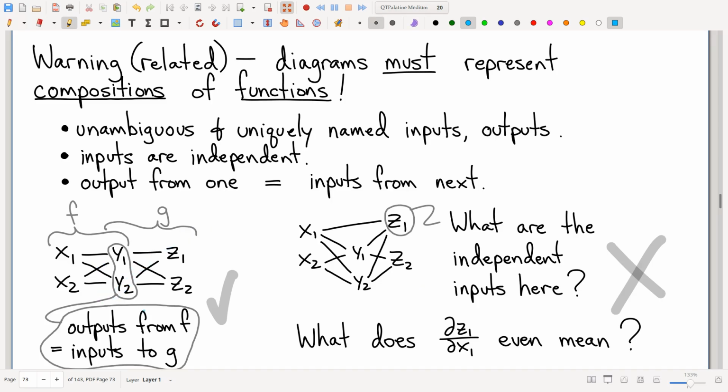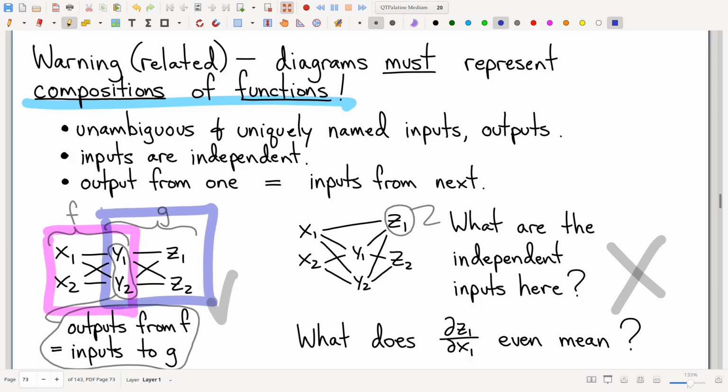Well, because this literally comes out of a composition of functions. I've literally got a function here. x1 and x2 are the inputs, y1 and y2 are the outputs, and I am straight up, no asterisk, composing that with this function here, where y1 and y2 are the inputs. The outputs from f are the inputs to g. And then z1 and z2 are the outputs. And everything's fine. I'm literally composing functions here.